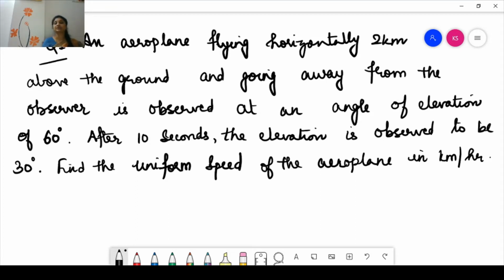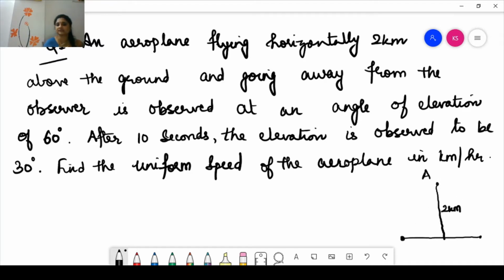So now, first let's convert this question into a figure. Let me quickly draw a rough figure here. There's an aeroplane flying horizontally 2 kilometers above the ground level. Let this be the ground and there is an aeroplane flying here. Let's suppose this is the position of the plane, and it's going to be 2 kilometers vertically from the ground level. It's given above the ground and going away from the observer.